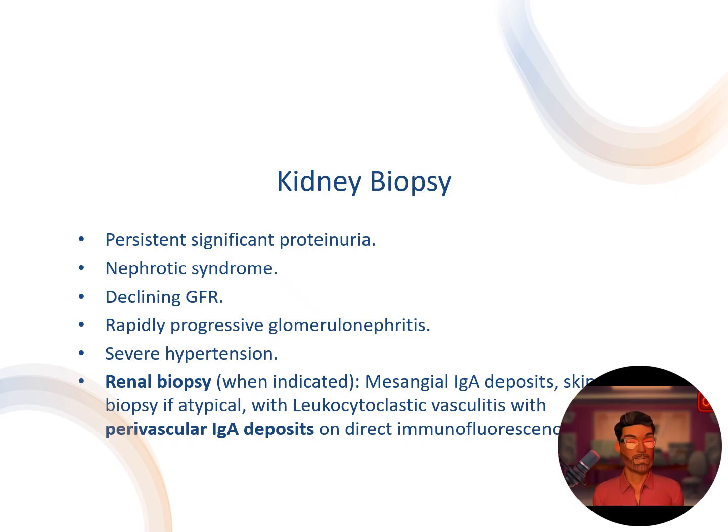And we mentioned earlier the renal biopsy looks a lot like IgA nephropathy, with mesangial IgA deposits, and the skin biopsy you would do if you have an atypical presentation of IgA vasculitis, showing leukocytoclastic vasculitis with perivascular IgA deposits on direct immunofluorescence.